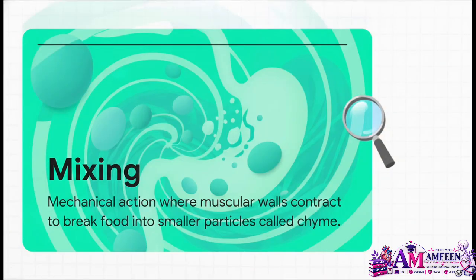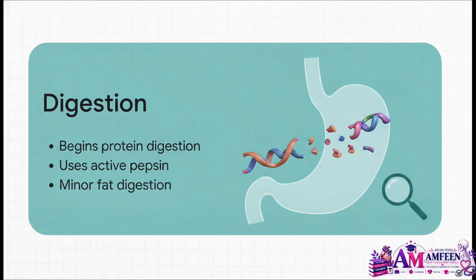Second is mixing. This is a purely mechanical action. That muscular wall we mentioned, it forcefully contracts, mashing the food and mixing it with gastric juices to physically break everything down into tiny particles, eventually forming that semi-liquid chyme. Third, we have digestion. Now, the stomach's main focus here is protein digestion, thanks mostly to that active pepsin. It does contribute a tiny bit to fat digestion too, though to be fair, the vast majority of fat breakdown actually happens later on in the small intestine.